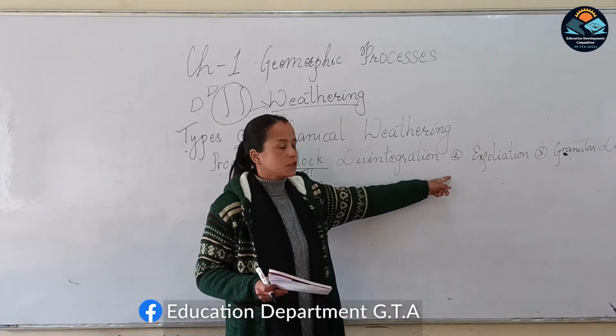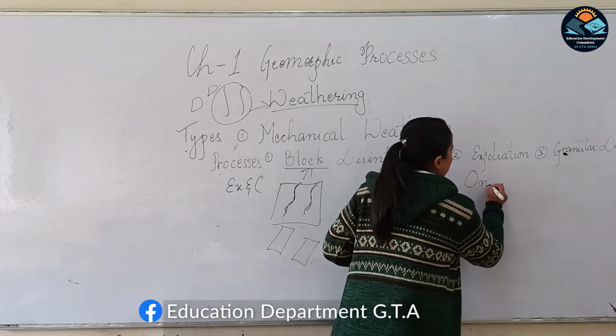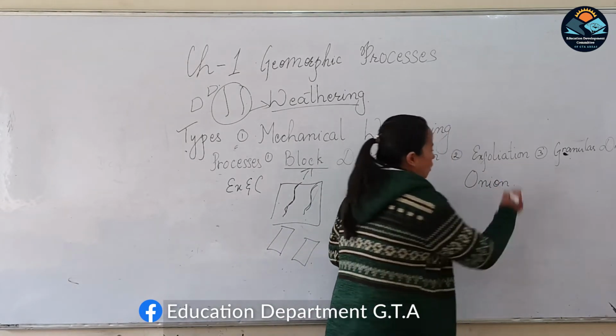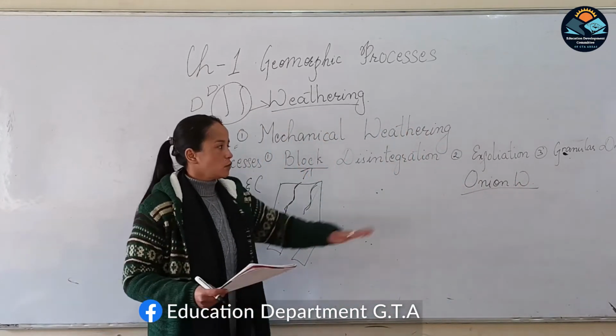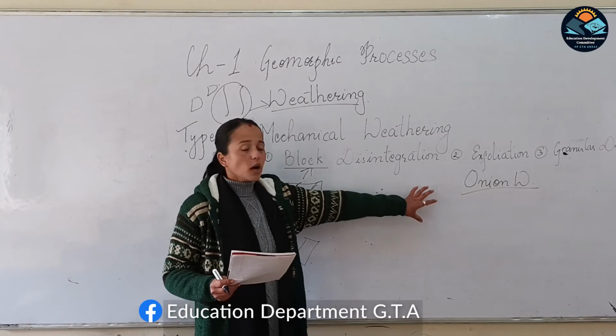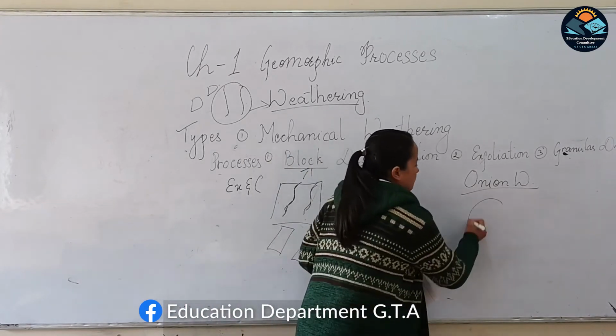Next one is exfoliation. Exfoliation is also known as onion weathering. Here in exfoliation, or onion weathering, what happens is a rock is there.